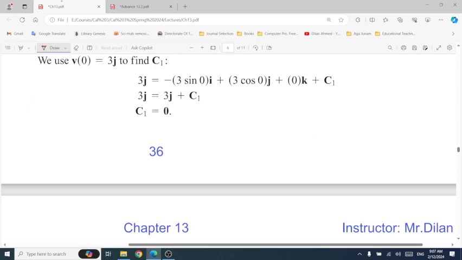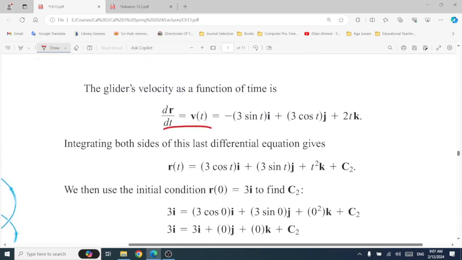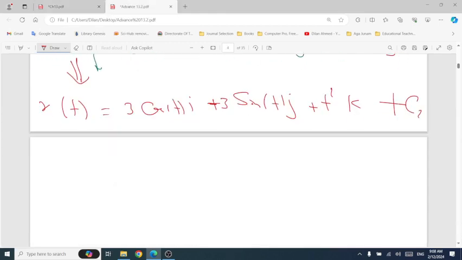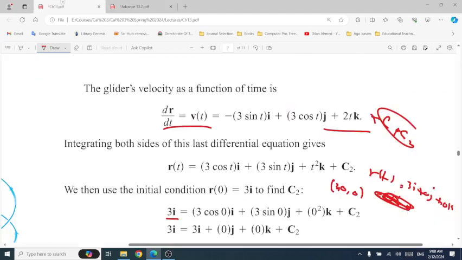So C1 equals 0, we found C1. And here again at 0, C1 equals 0. Then here's the C2, we have 3i. In your lecture note you can write it: 3 zeros equal to 3i, meaning that R(t) equals 3i 0j 0k at t = 0. You can add this one in your note. Good.